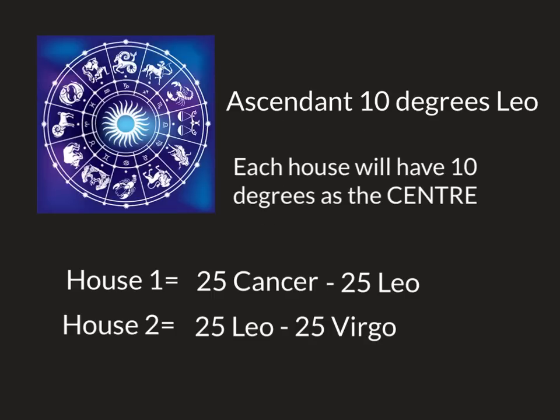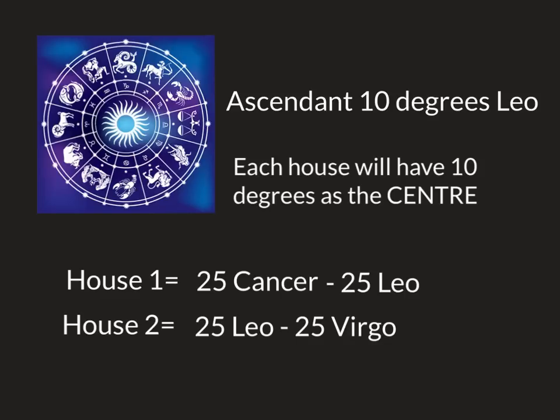Let's have a quick example, everybody. Say your ascendant is 10 degrees of Leo, which is around here, isn't it, in this circle chart here. So 10 degrees Leo rising. Each house will therefore have 10 degrees as the center because ascendant becomes central to every house. Therefore, with 10 degrees Leo central, we go 15 degrees backwards from there and 15 degrees forward from there. So in this case, house 1 becomes 25 degrees Cancer to 25 Leo. House 2, 25 Leo, 25 Virgo, and so on around the zodiac.